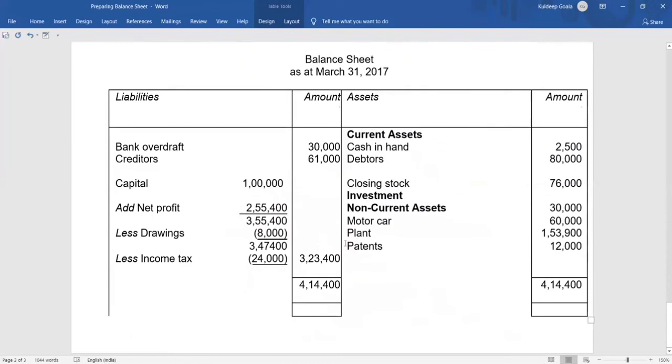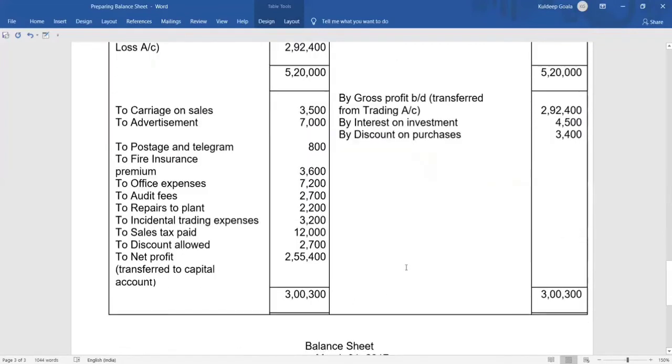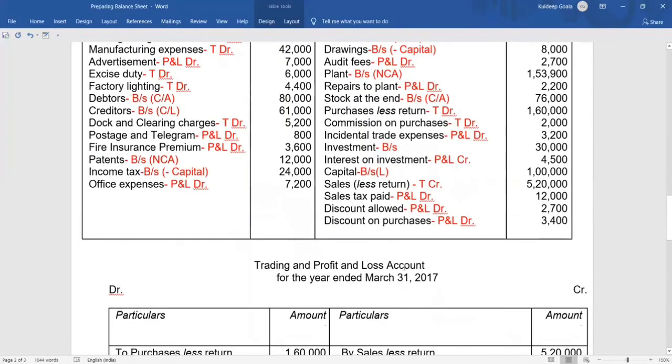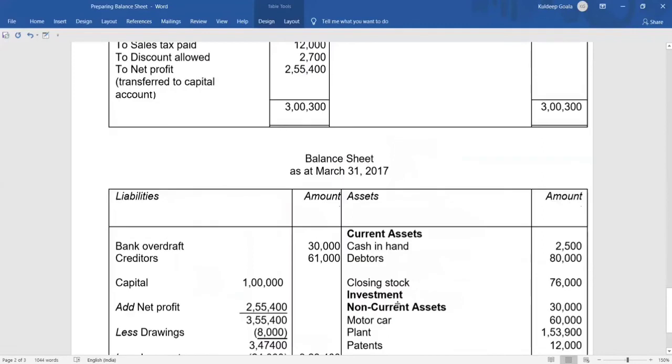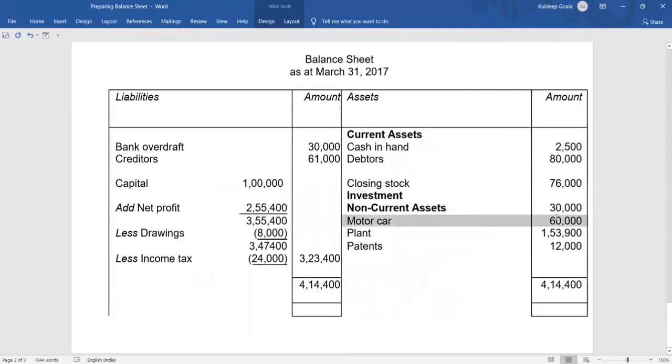They have started with motor car. You can put the patent also because generally it is having a lesser time period. So patent 12,000. Sometimes the patent is for a longer time period also. Generally it expires with the time, but patent can be of a longer time period also. Sometimes it can be for 50 years also. Then coming to the next one, we have got motor car of 60,000. So that will come here, motor car 60,000.